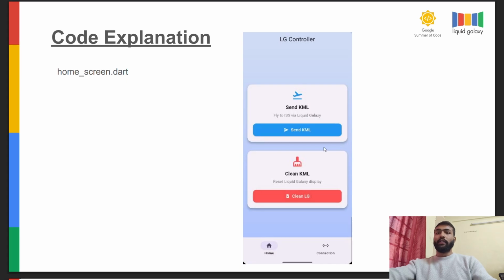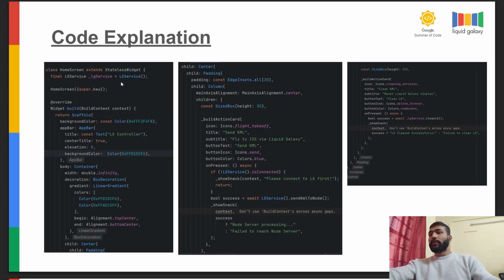Then we have home screen dot, which looks like this as we have shown earlier, and it is also a stateless widget, since it does not require any changes. It is only pressing buttons, so all the work can be done at the backend. So it displays the title as LG controller, and we have a gradient display here of two colors. Then we have the center widget, which displays the two action cards, send KML and clean LG.